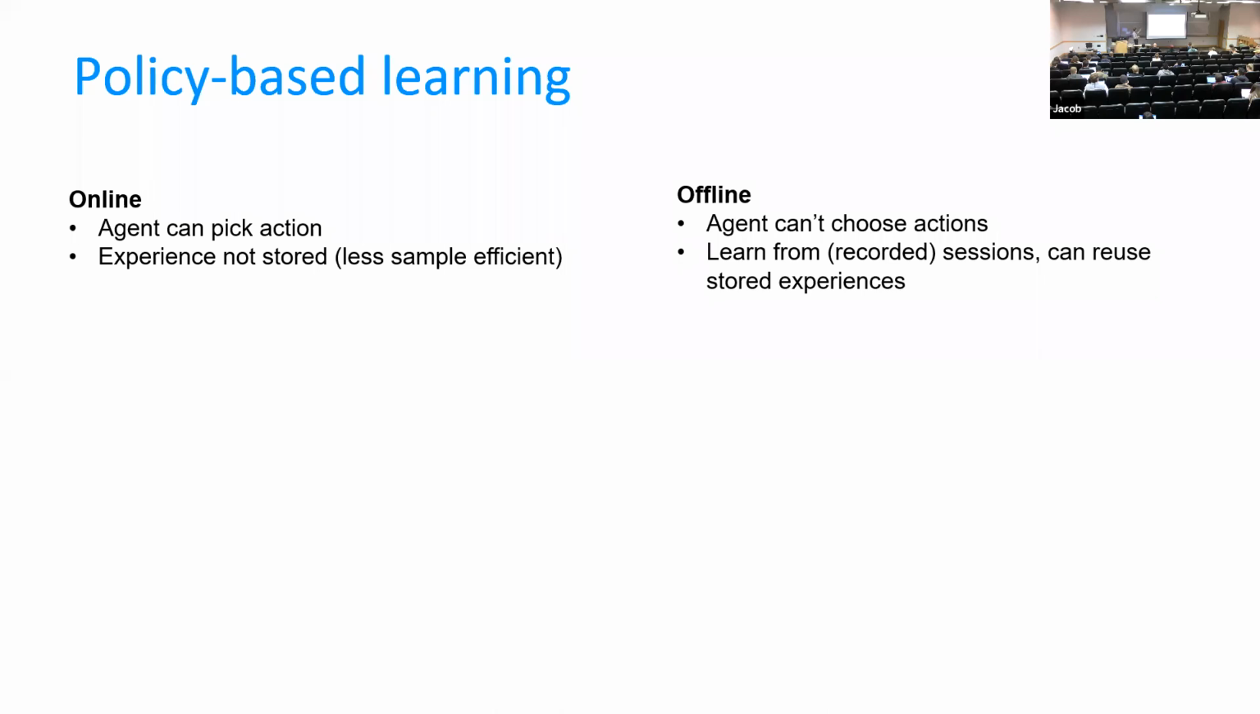Here's another term, online versus offline reinforcement learning. In online reinforcement learning, we have direct interaction with our environment. Our agent can pick the action, and our experience is not stored. It's just used for a single training step. In offline reinforcement learning, our agent doesn't choose our actions, and we learn from recorded sessions, and we can reuse stored experiences. Those sessions are often called a replay buffer.